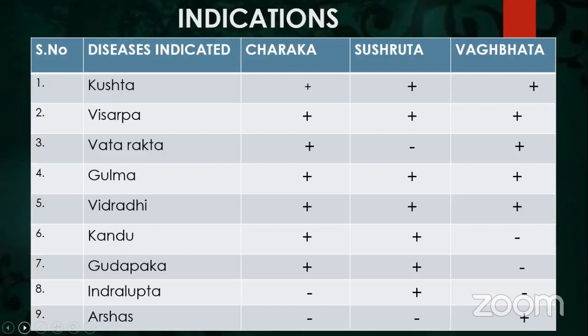According to Charaka, Shushruta, and Vagbhata, it differs. These all are the few indications, and it depends upon the physician who is giving the therapy. According to Charaka, Shushruta, and Vagbhata, few diseases are given and few are not given. You can just have a glance over this table column. Next slide.